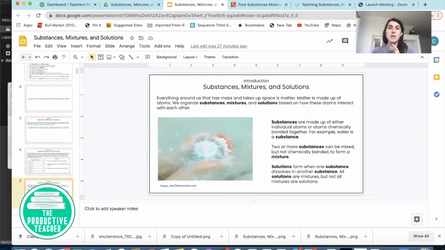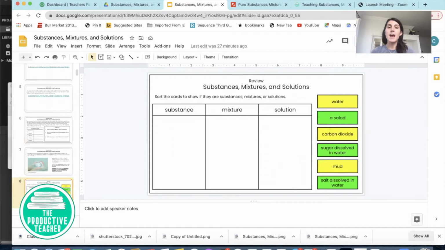The next page is an information page. This is an introduction page where I just say, this is what a substance is, this is what a mixture is, and this is what a solution is. And then I have a review. I like to include reviews throughout the unit after information pages to give students time to reflect on what they've learned, so their brain can consolidate it and begin moving it from short-term or working memory to long-term memory. And the activities that I include are pretty simple so that there's no stress associated with it at all.